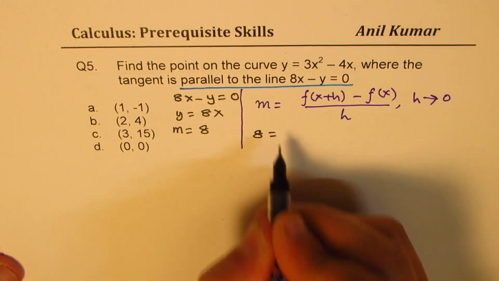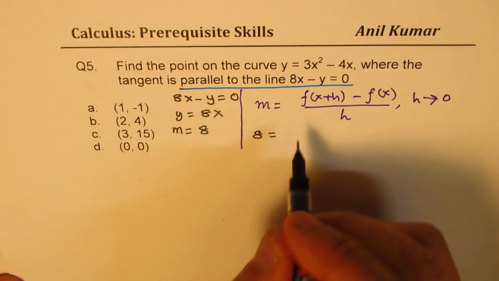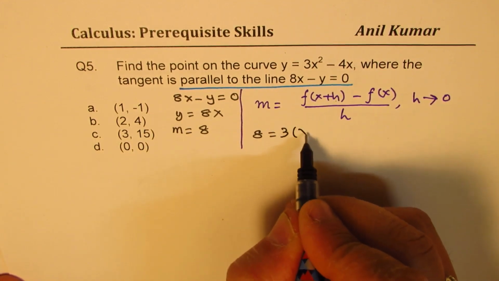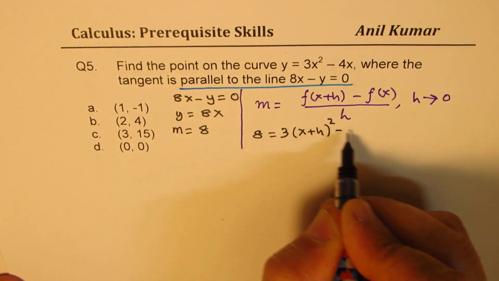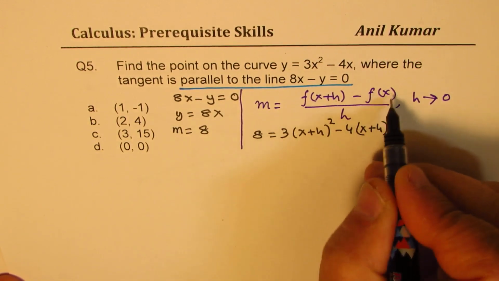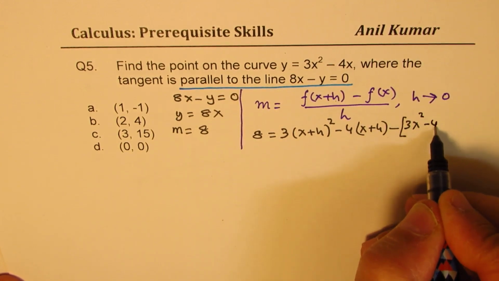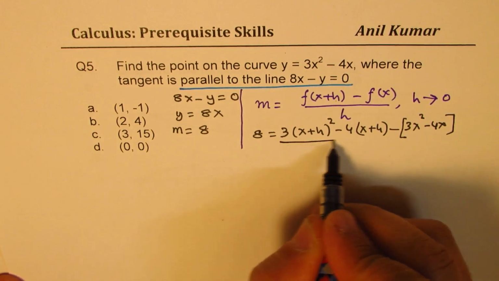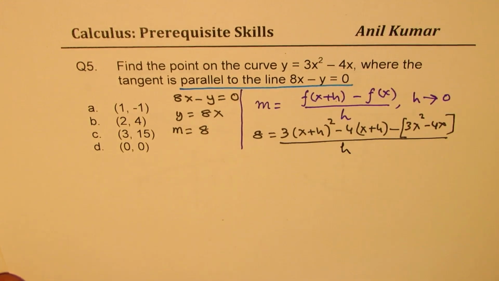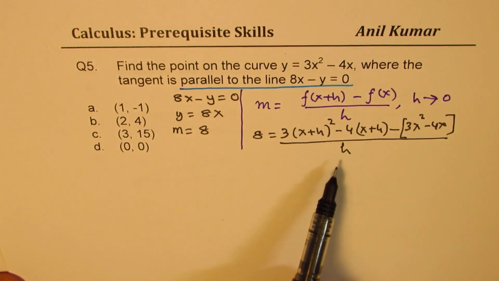So we'll write 8 equals, x plus h means replace x with x plus h. So we get here 3 times x plus h whole squared minus 4 times x plus h, right? Minus f of x will mean the whole expression, which is 3x squared minus 4x, divided by h. So that is what you are going to get. So I hope that is clear, right? So apply this concept, pause the video and answer.